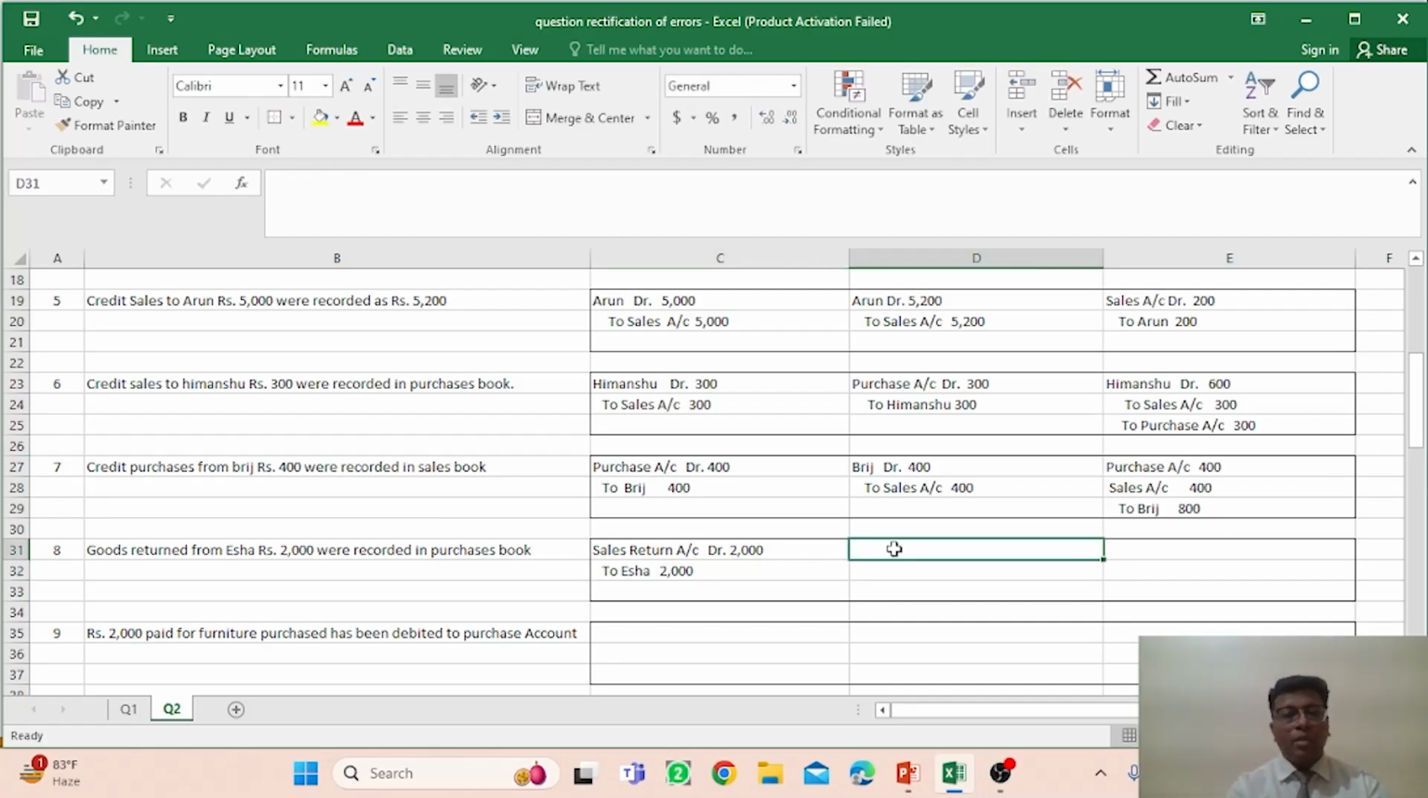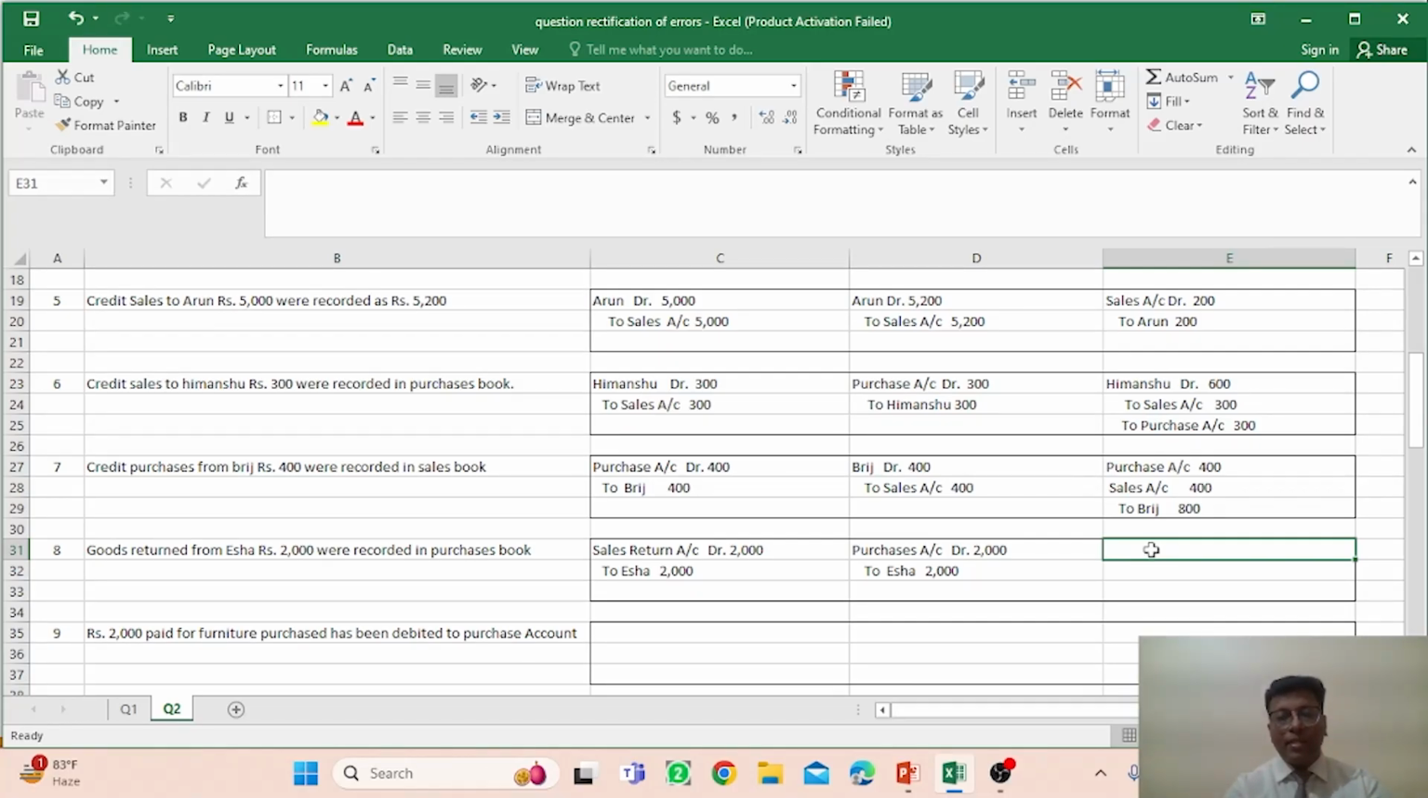And now we have to focus on the wrong transaction, the wrong entry. It was recorded in the purchase book. It means it was assumed that you made the purchases from Isha. So what entry was made? Purchases account debit rupees 2000 to Isha, rupees 2000. So what should be the rectified entry?